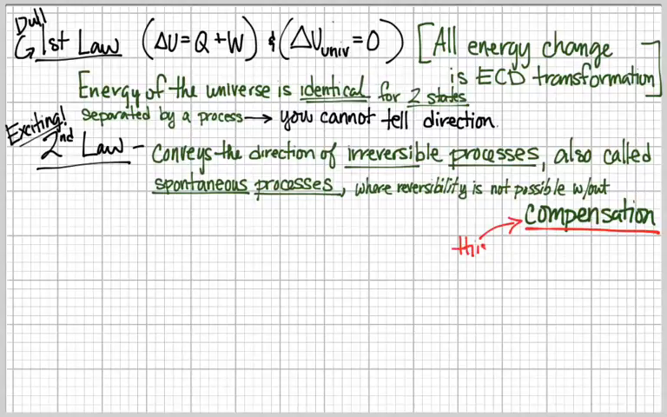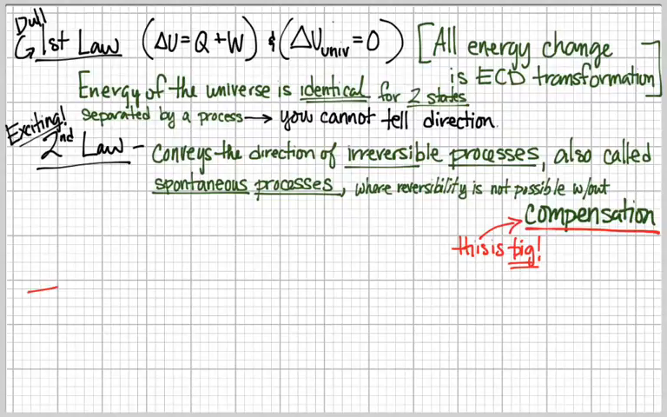And we're going to go back to energetic compensation time and time again in the next few lectures, so bear that in mind. The second law is all about conveying the direction of processes, of irreversible processes that are spontaneous processes, and spontaneous processes don't go back the other direction unless they have energetic compensation, better known as unless they're connected up to a pump.